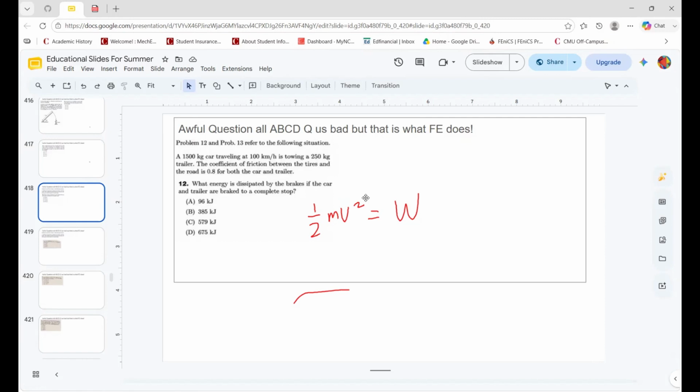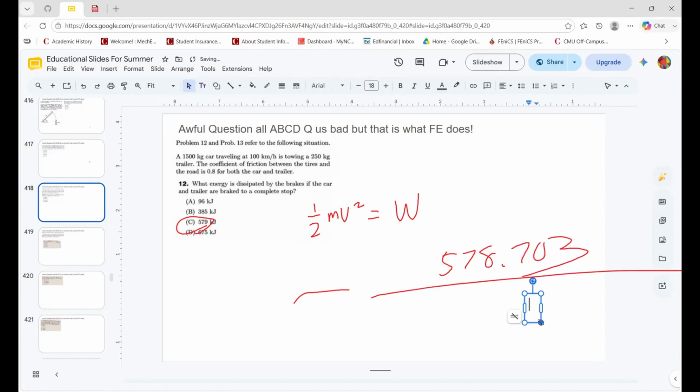Okay, I think I got the same number. Anyways, that 1 divided by 2. What is this? K. And then what is this? M mass. What is mass? 1500 multiplied by this squared. And this one is like 578,703 joules, but it's kilograms. So divide that by 1,000, which is 579. It's actually 578.703, but that little bit does not matter.